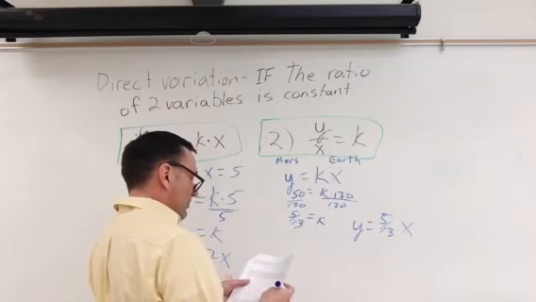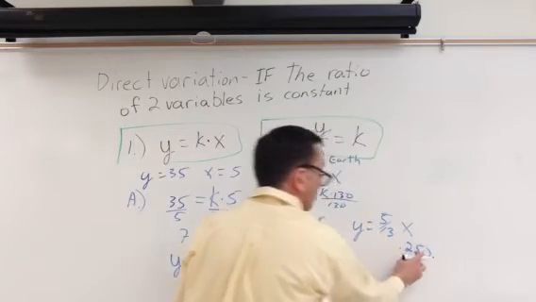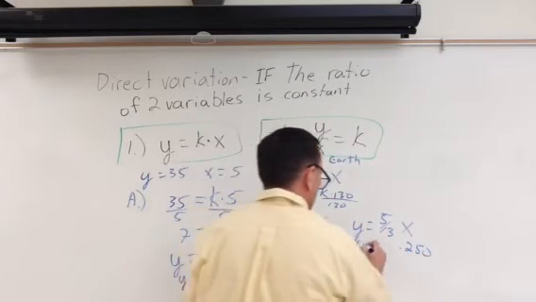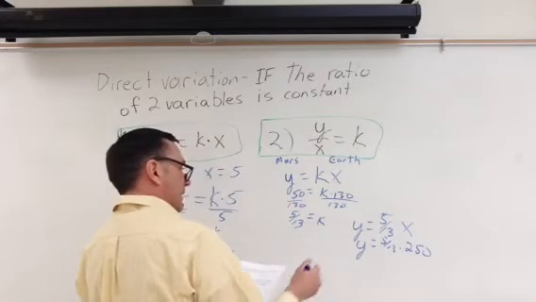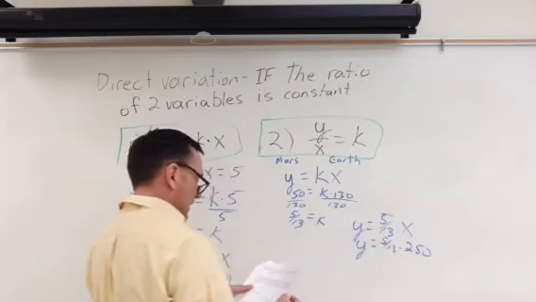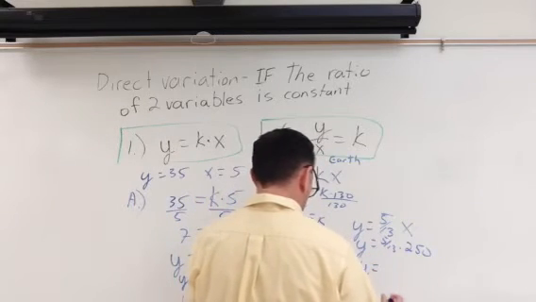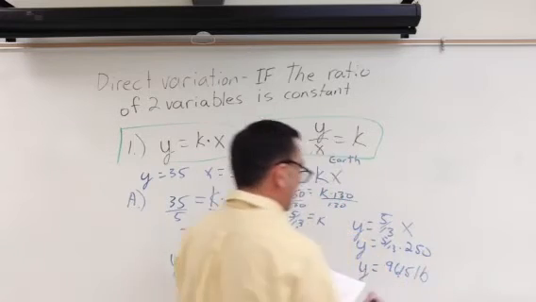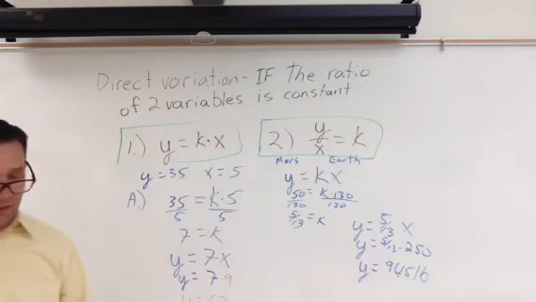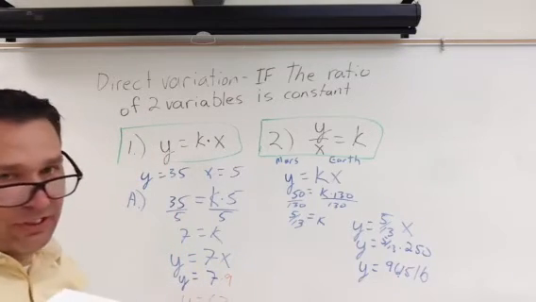It says if a man weighs 250 pounds on Earth, so we want to put the 250 for the x. I don't know how much he weighs when he's on Mars. So we go 5 divided by 13, and then times 250. And we get 96.15 pounds. So again, not quite as much on Mars as he is here on Earth.